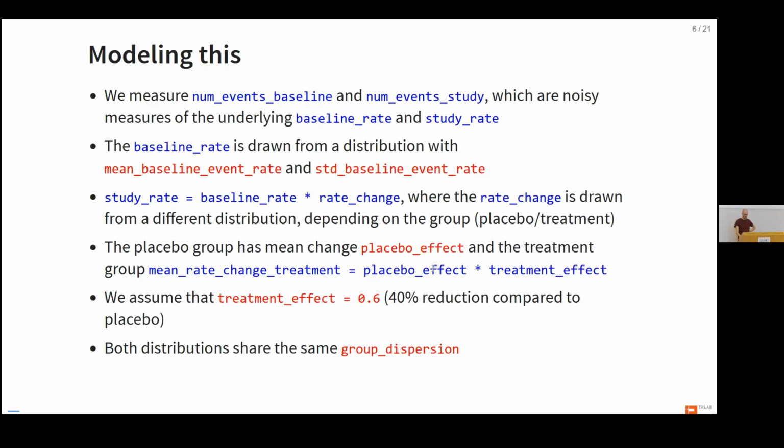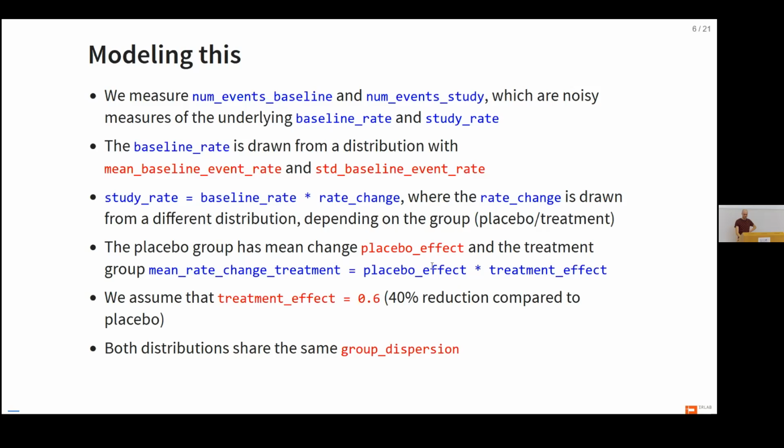And the placebo group has a mean change, the average change we call the placebo effect. It's a little bit confusing here because if this parameter has the value 0.9, it means a 10% reduction. So it's always this 1 minus 10. I think it'll be okay.